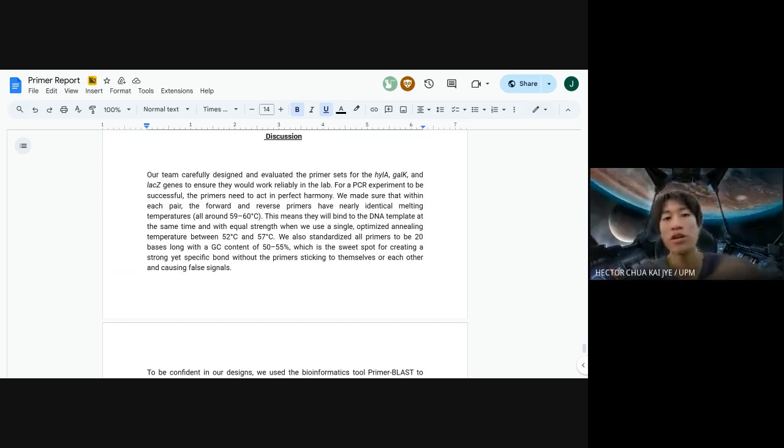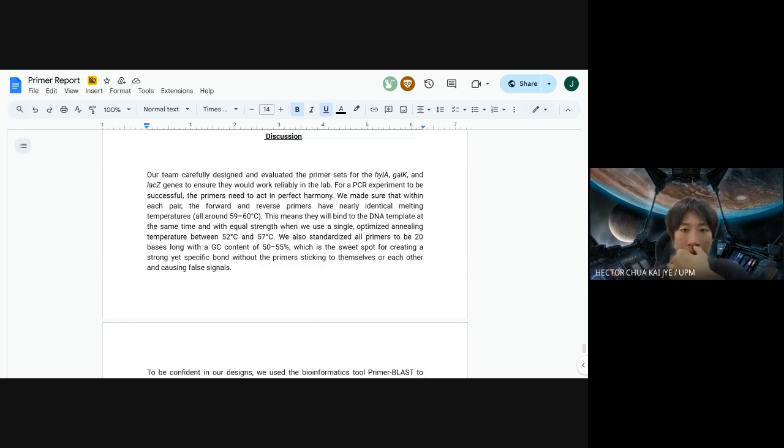Okay, so in conclusion, our team has carefully designed and evaluated the primer sets for HYA, DLK, and of course Lexigene to ensure that they will work reliably in the lab for a PCR experiment. We've also taken into consideration the annealing temperature, the length, GC content, and of course we prevent self-ligation, which is the most important one, to increase the yield of the product.